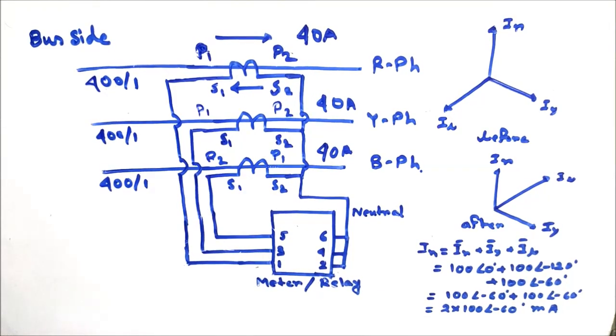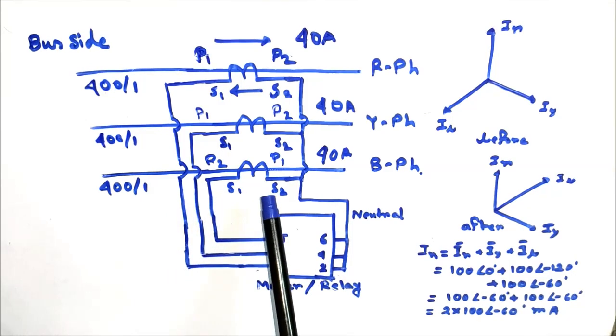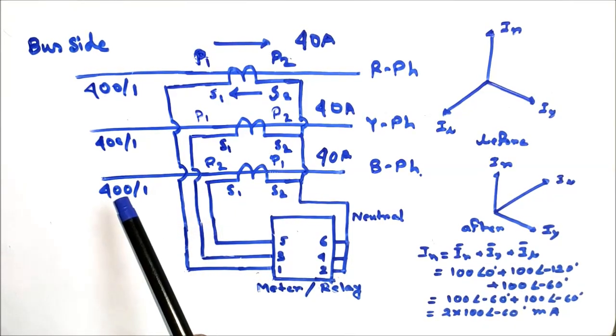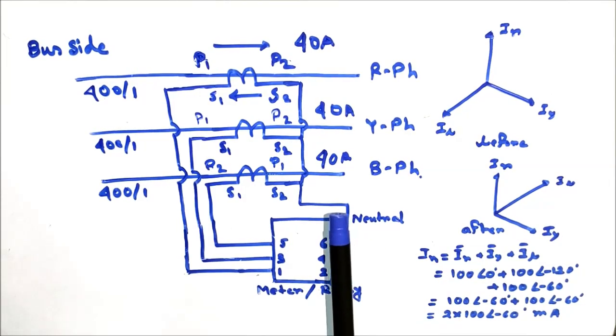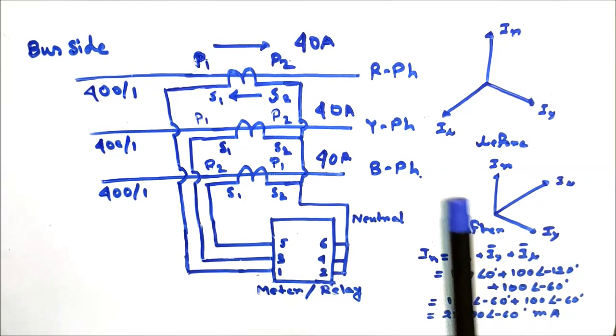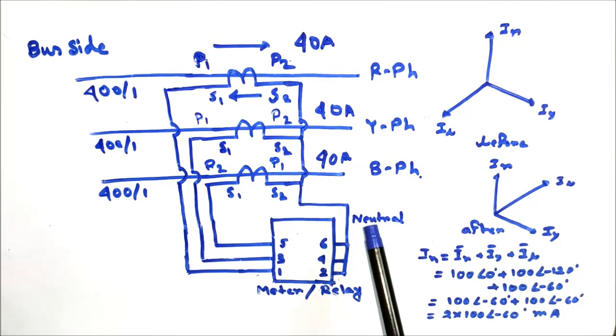Now consider that the blue phase CT polarity is wrongly connected. That is, P2 is connected towards the bus side in the primary side, and P1 is connected towards the load side. So there will be no impact on the primary side, but in case of neutral current, the sum of the three phase currents will not be the same.